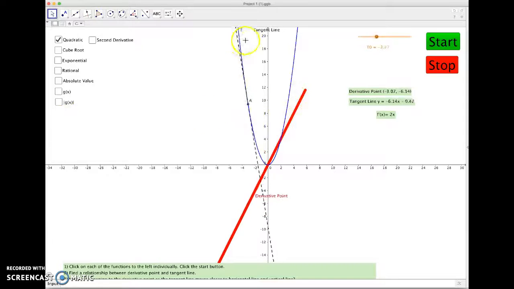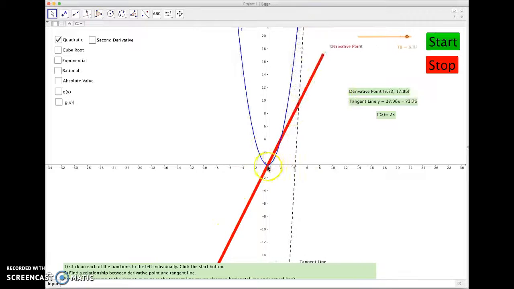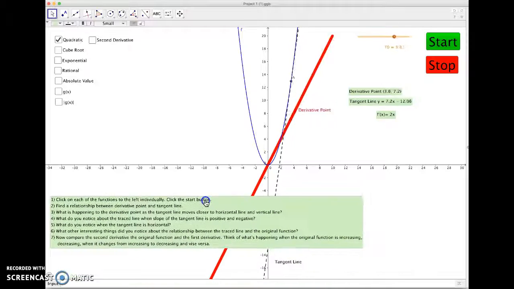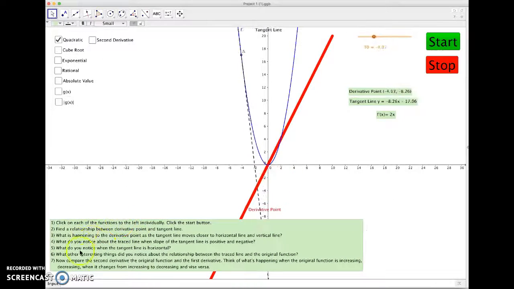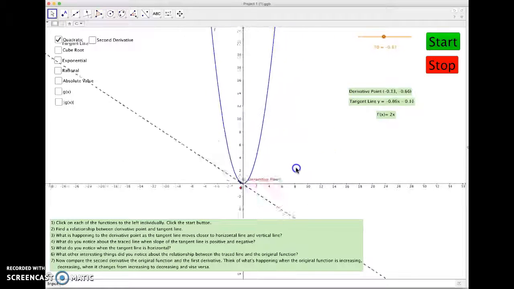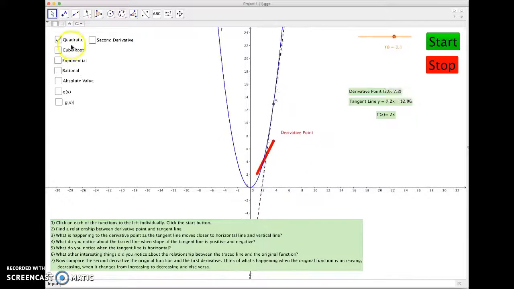Some other things to note: whenever the function is decreasing, our derivative values are negative, and when it's increasing, our derivative values are positive. Something else that students will discover in this sketch. It gives them some questions to go through, to discover these concepts and these relationships within our functions and derivatives.